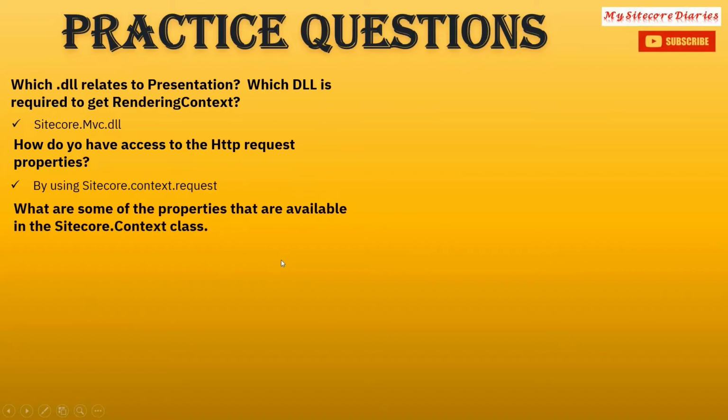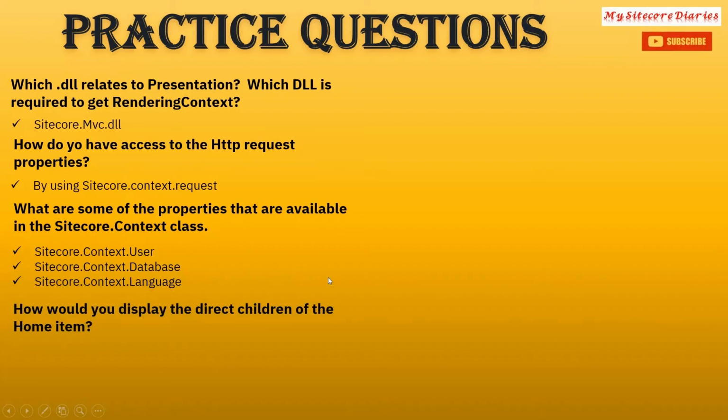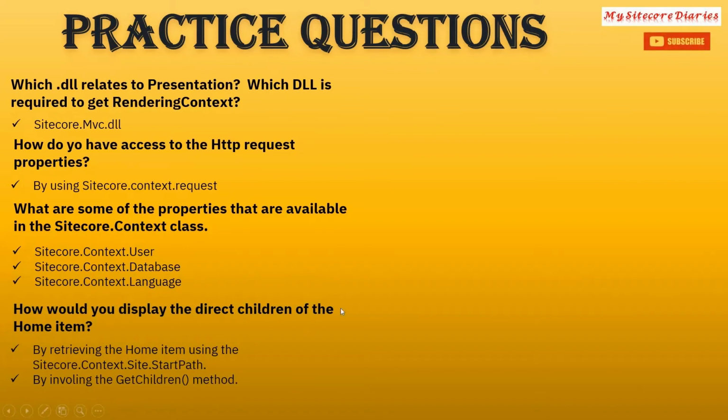What are some of the properties that are available in the Sitecore context class? In the Sitecore context, you have the user, database information, and the language information. How will you display the direct children of a home item? If you want to get the direct children of a home item, retrieve the home item using Sitecore.Context.Site.StartPath, which will give you the home item, and then if you call the GetChildren method, it will provide you all the children of the home item.